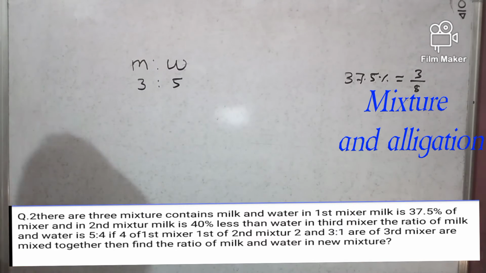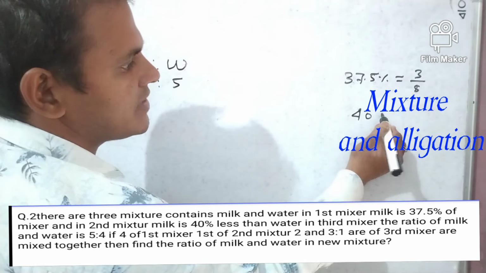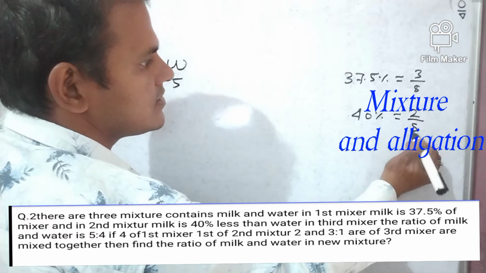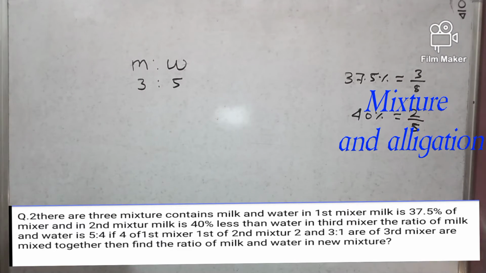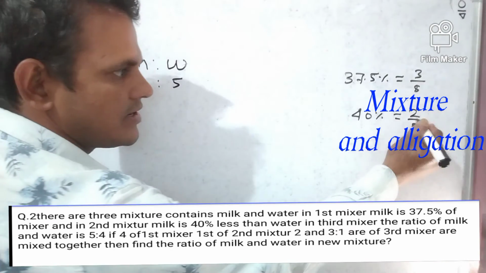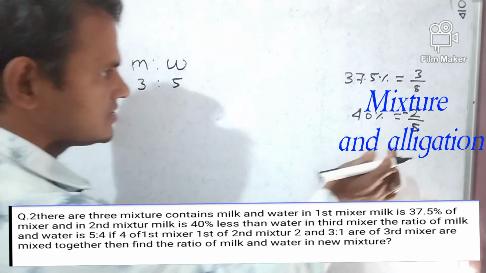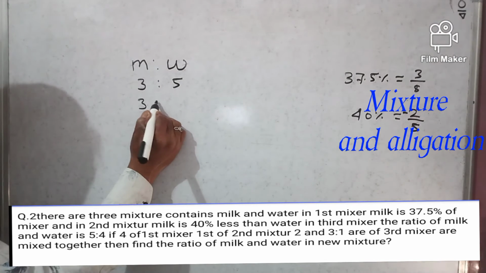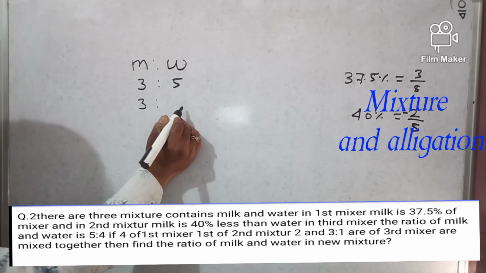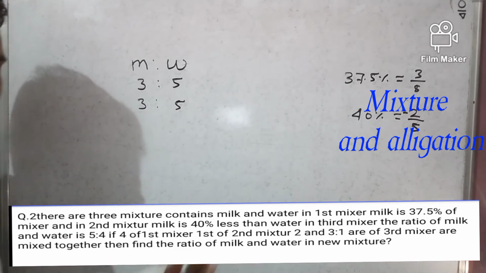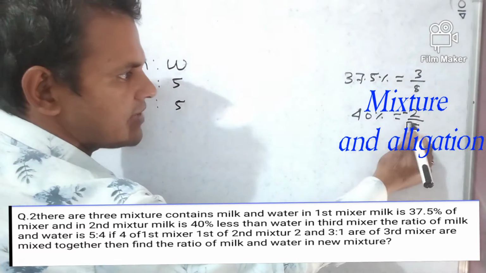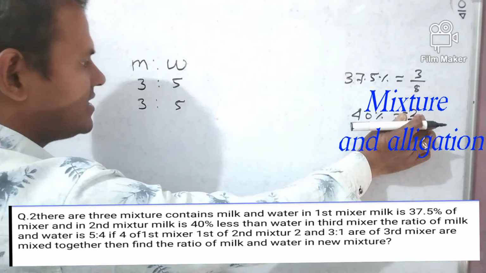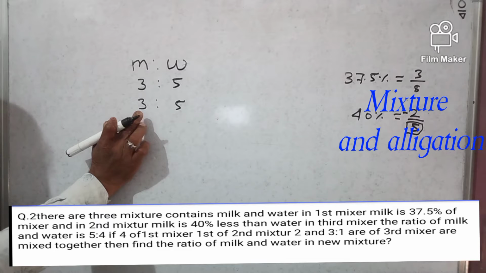In the second container, milk is 40% less than water. 40% means 2/5. So milk is 40% less than water, which means water is 5 and milk is 5 minus 2, which is 3. So milk will be 3 and water will be 5.